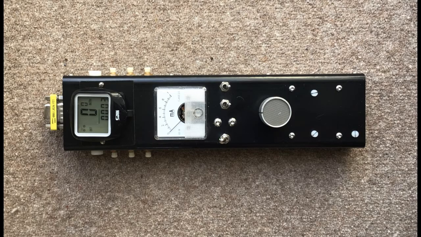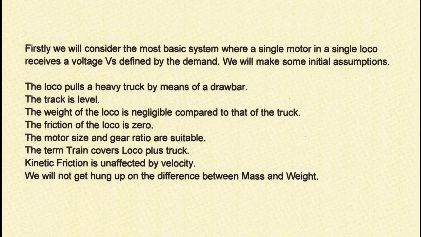We will make some initial assumptions. The loco pulls a heavy truck by means of a drawbar. The track is level. The weight of the loco is negligible compared to that of the truck. The friction of the loco is 0. The motor size and gear ratio are suitable. The term train covers the loco plus the truck. Kinetic friction is unaffected by velocity, and then we will not get hung up on the difference between mass and weight.